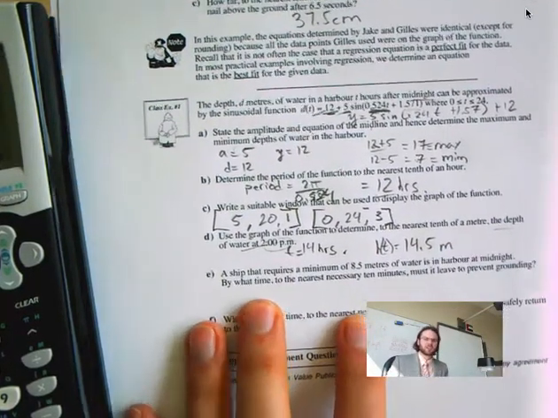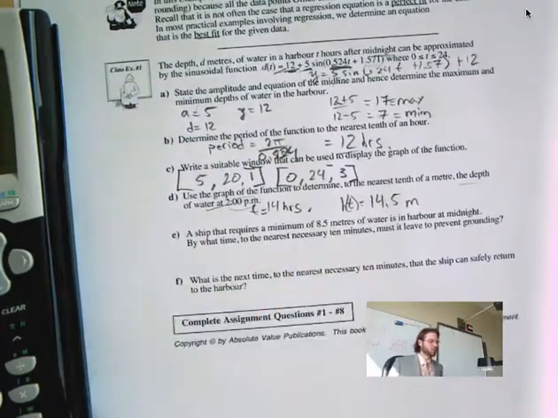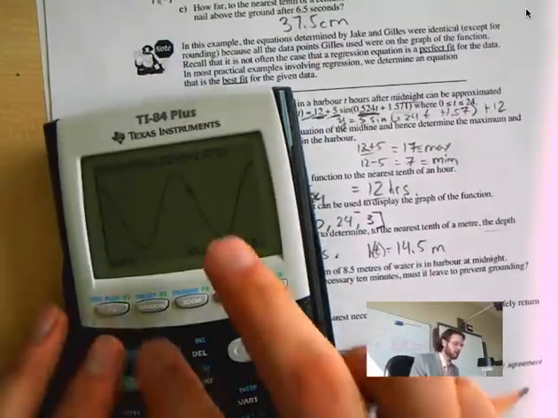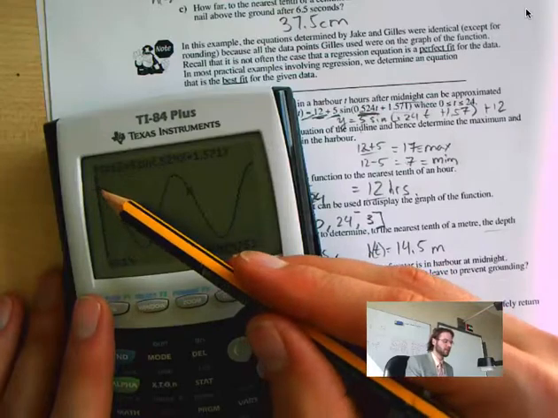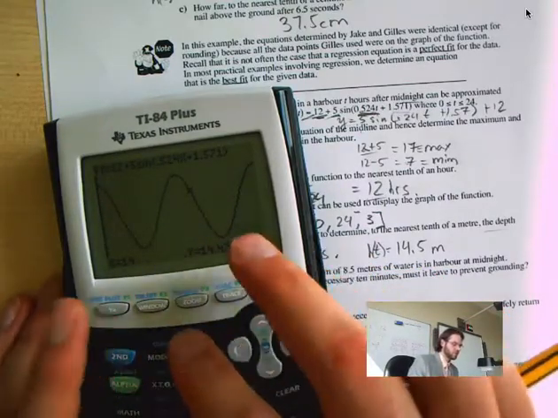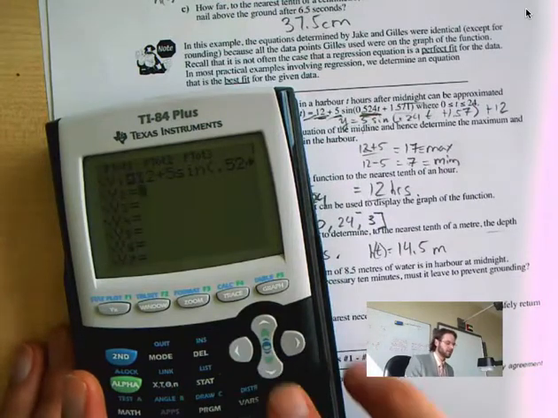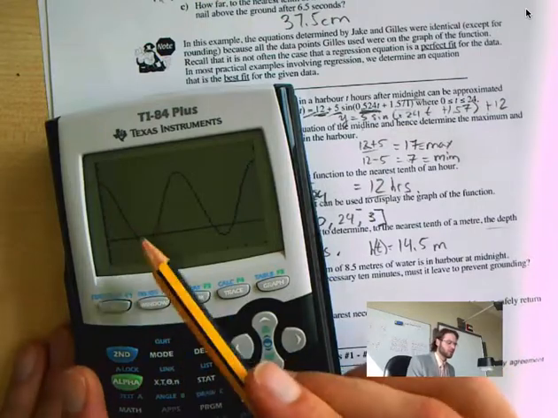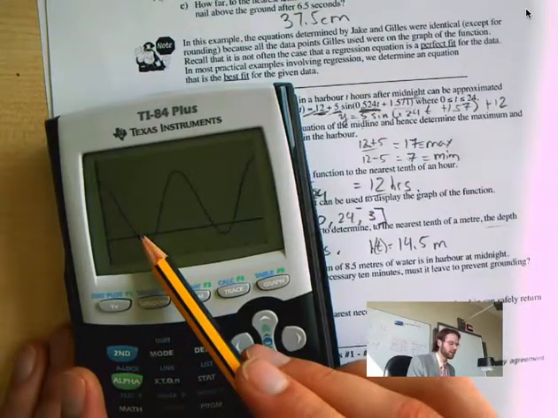So now the ship requires a minimum of 8.5 meters in its harbor at midnight. By what time to the nearest 10 minutes must it leave to prevent grounding? Okay, so at midnight. So what time must it leave? Let's go, it has to be at least 8.5. So we go 8.5, graph. So it must leave before this time right there, that intercept.